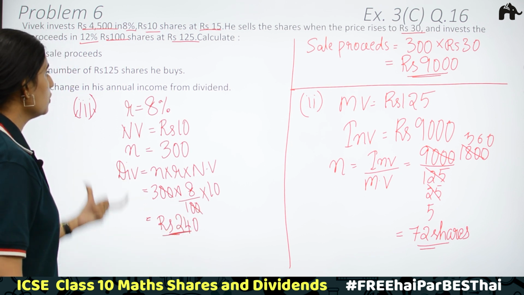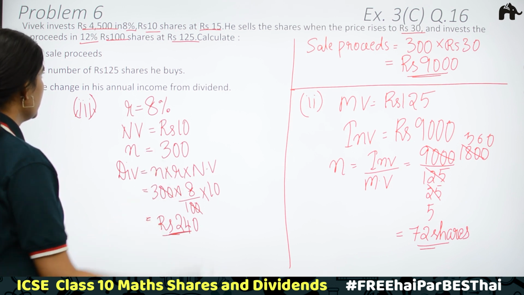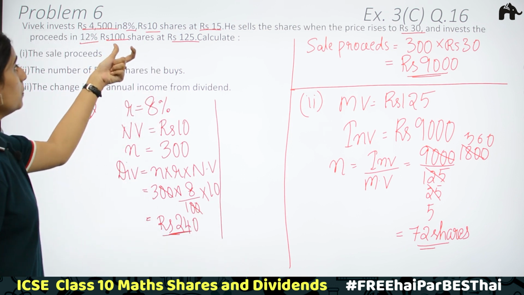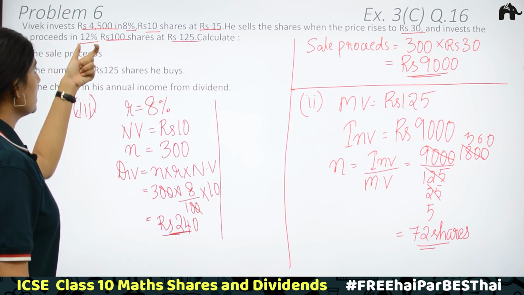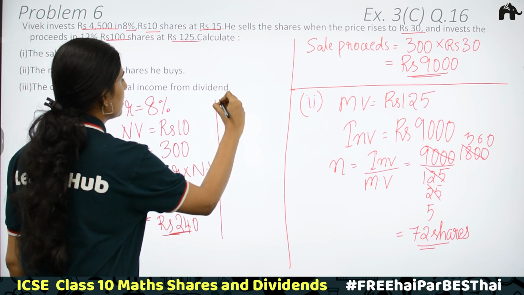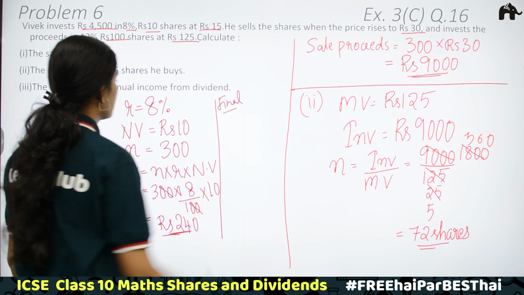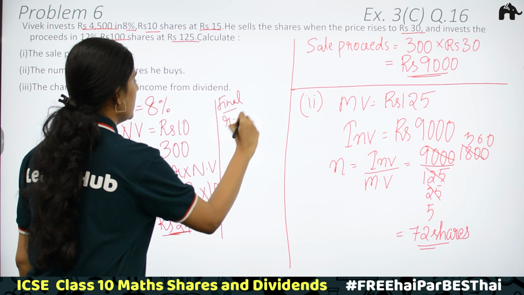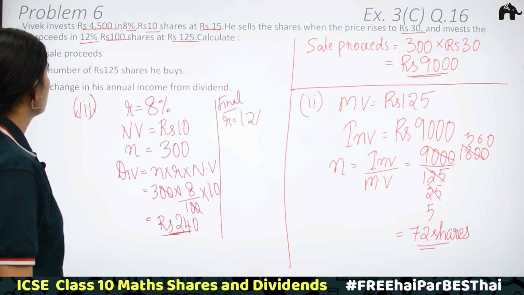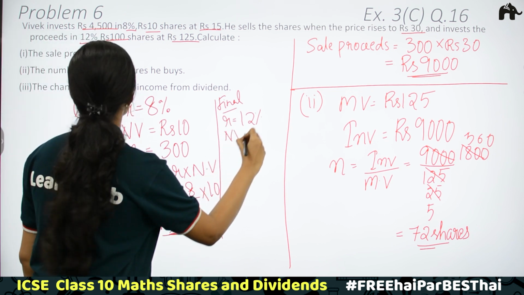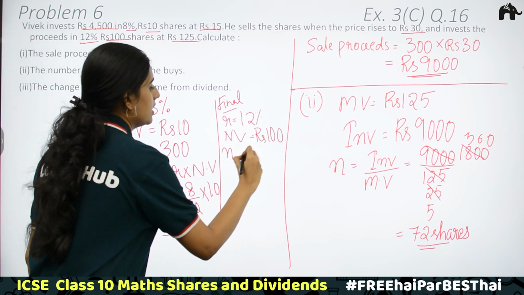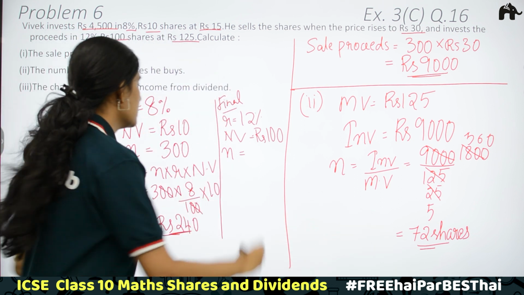Now we have to move on to the second part. In the second part, what was the nominal value? There the nominal value is rupees 100 and the rate of dividend is 12%. So the final case, rate of dividend is equal to 12%. Nominal value is equal to rupees 100. Number of shares is 72 shares.